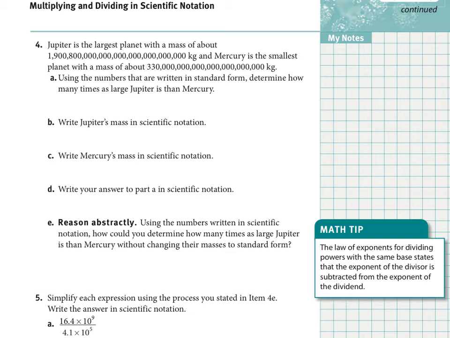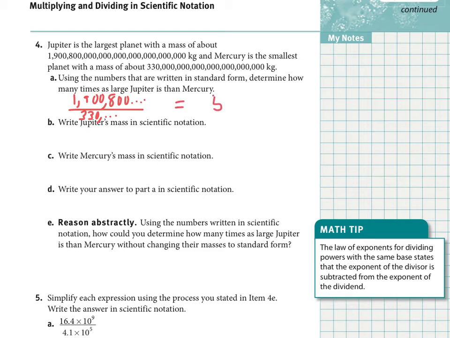So I'm entering a bunch of zeros. On the graphing calculators, you can do it. Certain calculators, you cannot do it. They just don't have enough room. So scientific notation is going to really be the way to go. But just so you know what I'm doing, I'm entering this 1,900,800, all that, and I'm going to divide it by the smaller number of Mercury's mass. When I divide these, it will tell me how many times as large Jupiter is than Mercury.